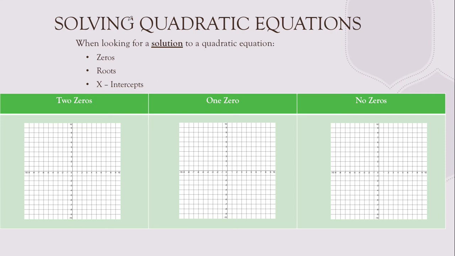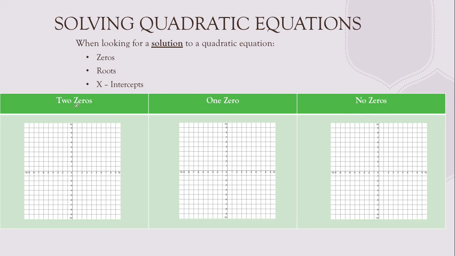So, when we're solving quadratic equations, we're looking for the solution. When looking for a solution, that is talking about the zeros, roots, or x-intercepts. It can be asked 4 different ways. So in your notes, I would pause the video and have solution, zeros, roots, x-intercepts. All of these are synonyms for the same thing.